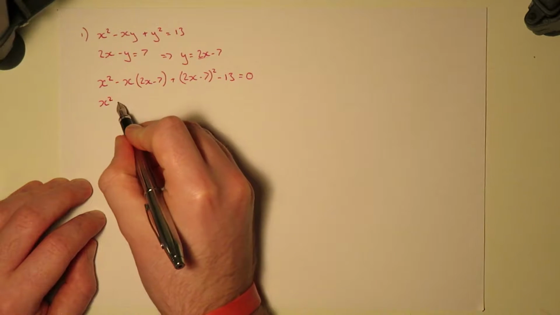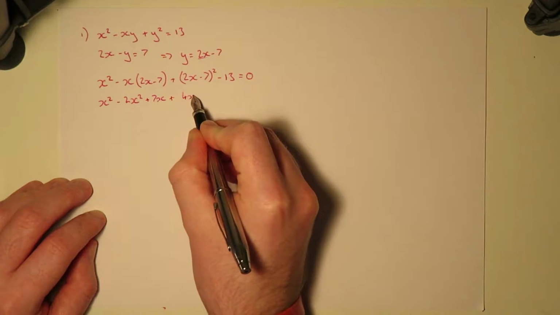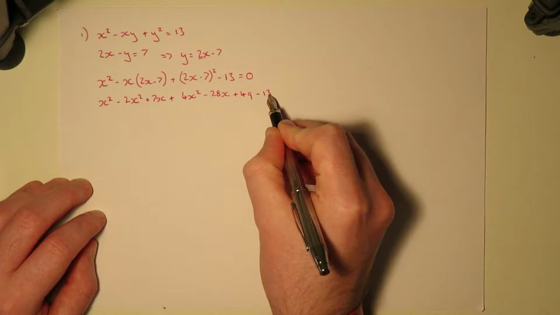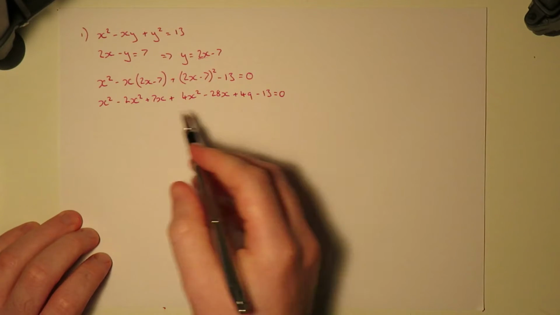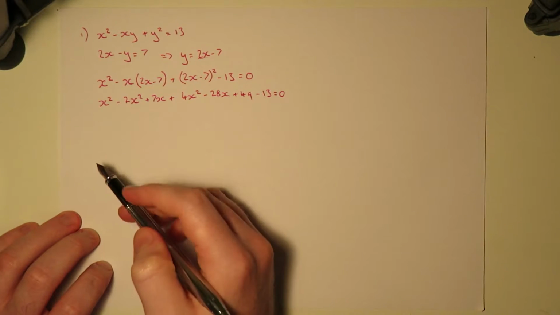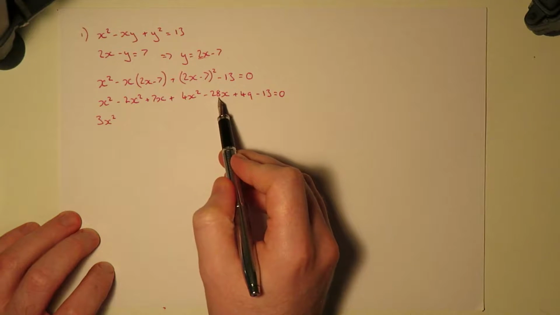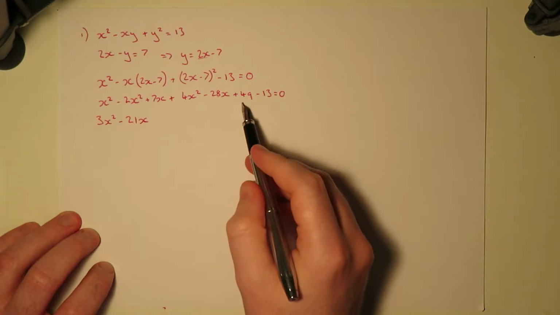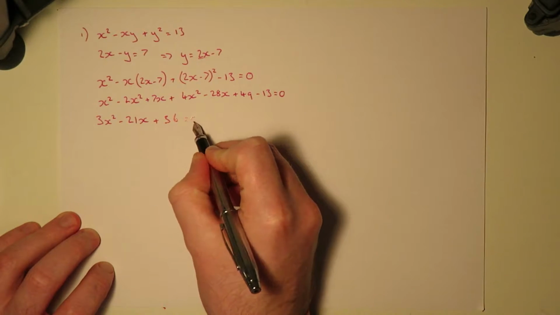So multiply everything out and collect like terms. You should get that, which is quite long. Now we need to collect all of the like terms. So we've got 4x squared minus 2x squared plus x squared, so that's 3x squared, I hope. Minus 28x plus 7x is minus 21x. And we also have plus 49 minus 13, which is plus 36, equals 0.